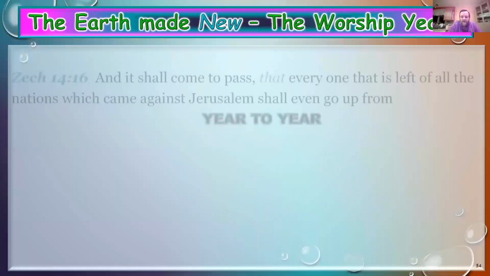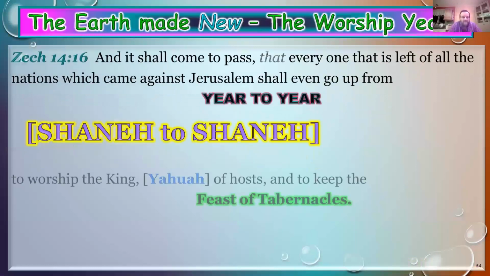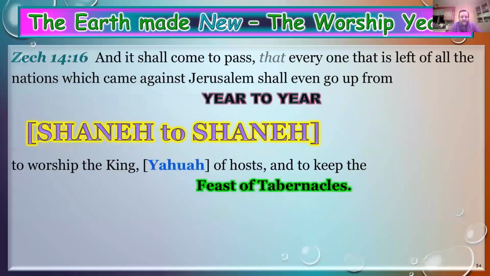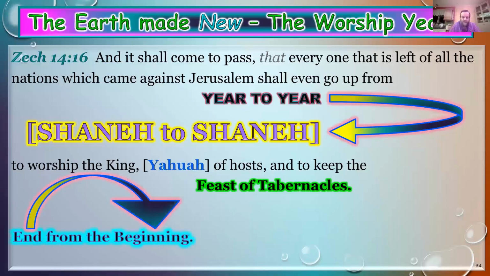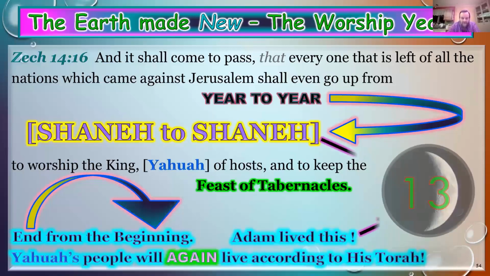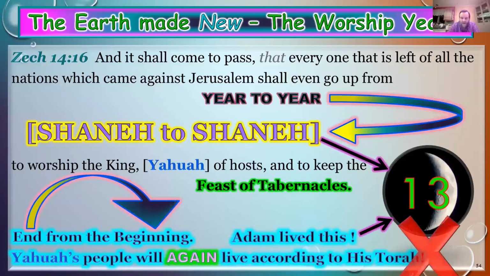The earth made new, the worship years. Zechariah 14:16. And it shall come to pass that every one that is left of all the nations which come up against Jerusalem shall even go up from Shaneh to Shaneh, year to year, to worship the King Yahuwah of hosts, and to keep the Feast of Tabernacles. That is the end from the beginning. We need to remember, if we want to know the ending, we need to know the beginning.